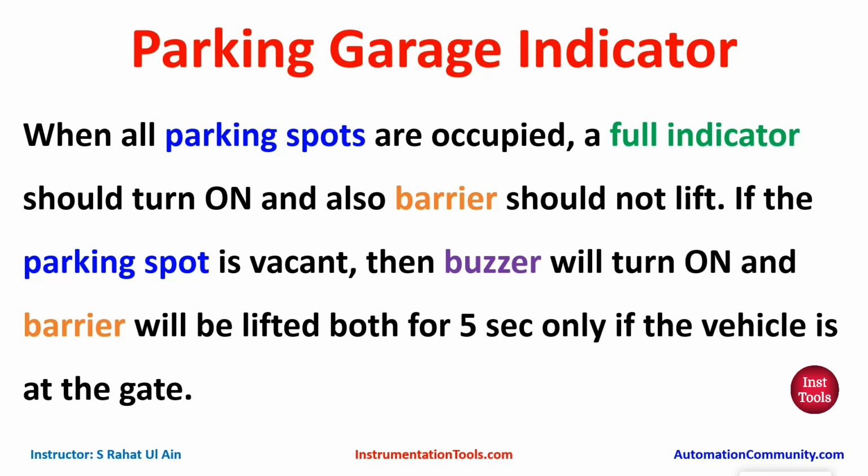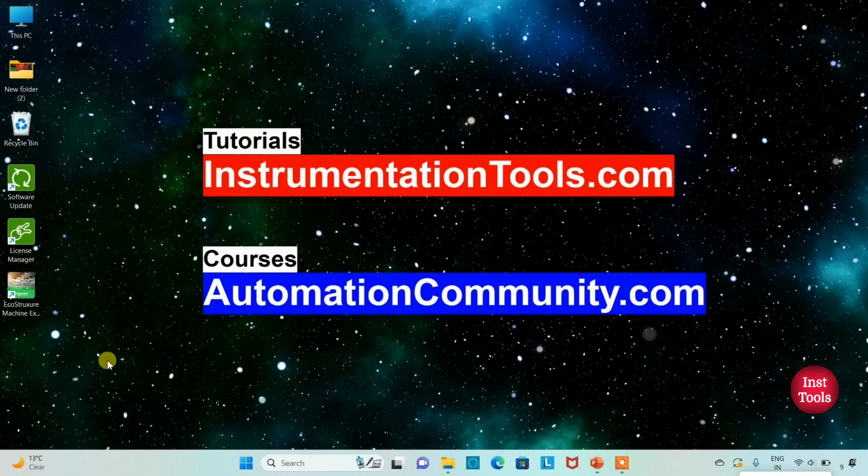So in this example, we will be using normally open contacts. We will also be using some memory bits, and with these we will be using a timer, that is a pulse timer. So let's move to EcoStruxure Machine Expert, where we will draw a ladder diagram for the parking garage indicator. I will open EcoStruxure Machine Expert Basic.